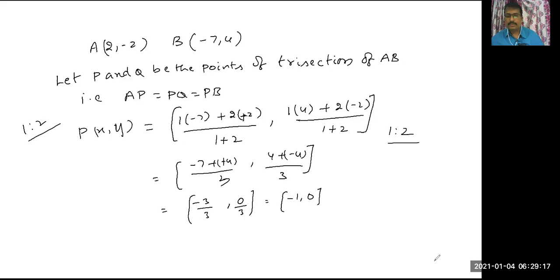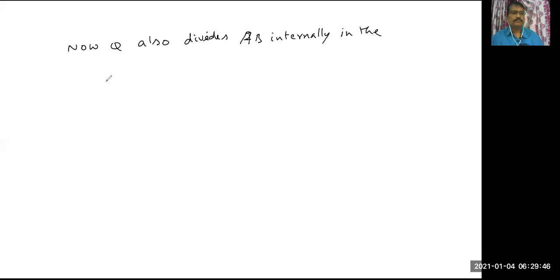Now we have to find out the second one. Now Q also divides AB internally in the ratio 2:1. In the ratio 2:1. So the coordinates of Q.